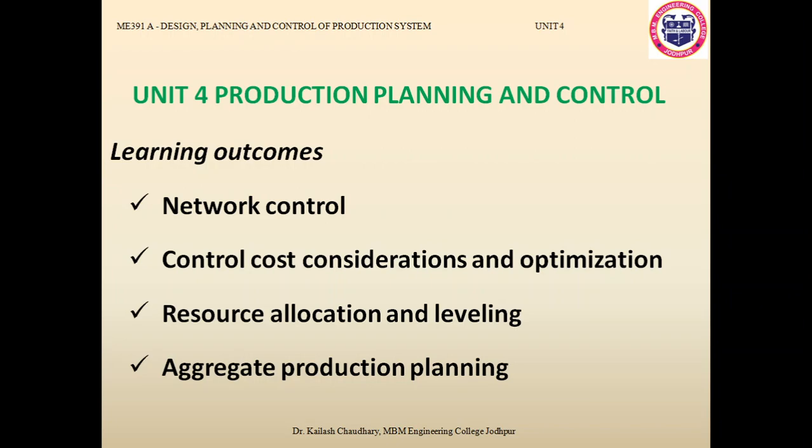Let us start this lecture. This lecture is based on the 4th unit, project planning and control, and the learning outcomes of this lecture are network control, control cost considerations and optimization, resource allocation and leveling, aggregate production planning. So we will be covering these topics. We will be having numericals on this, then we will try to understand different terminology and concepts used for this topic.